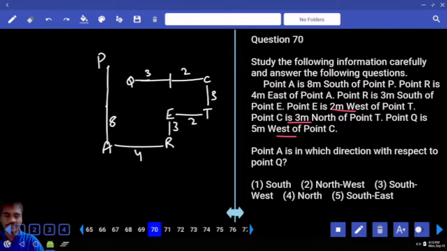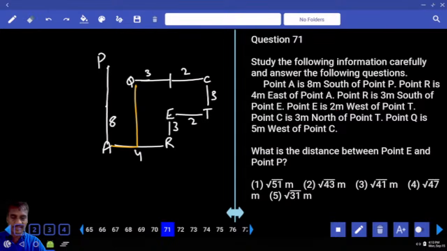Q, 5 meters. Then A is in which direction with respect to Q? A is towards which direction? Now from Q to reach A, south and west, so southwest. Southwest, choice 3, question 70. And distance between E and P. E is here, P is here. Now we need to find out the distance between these two.